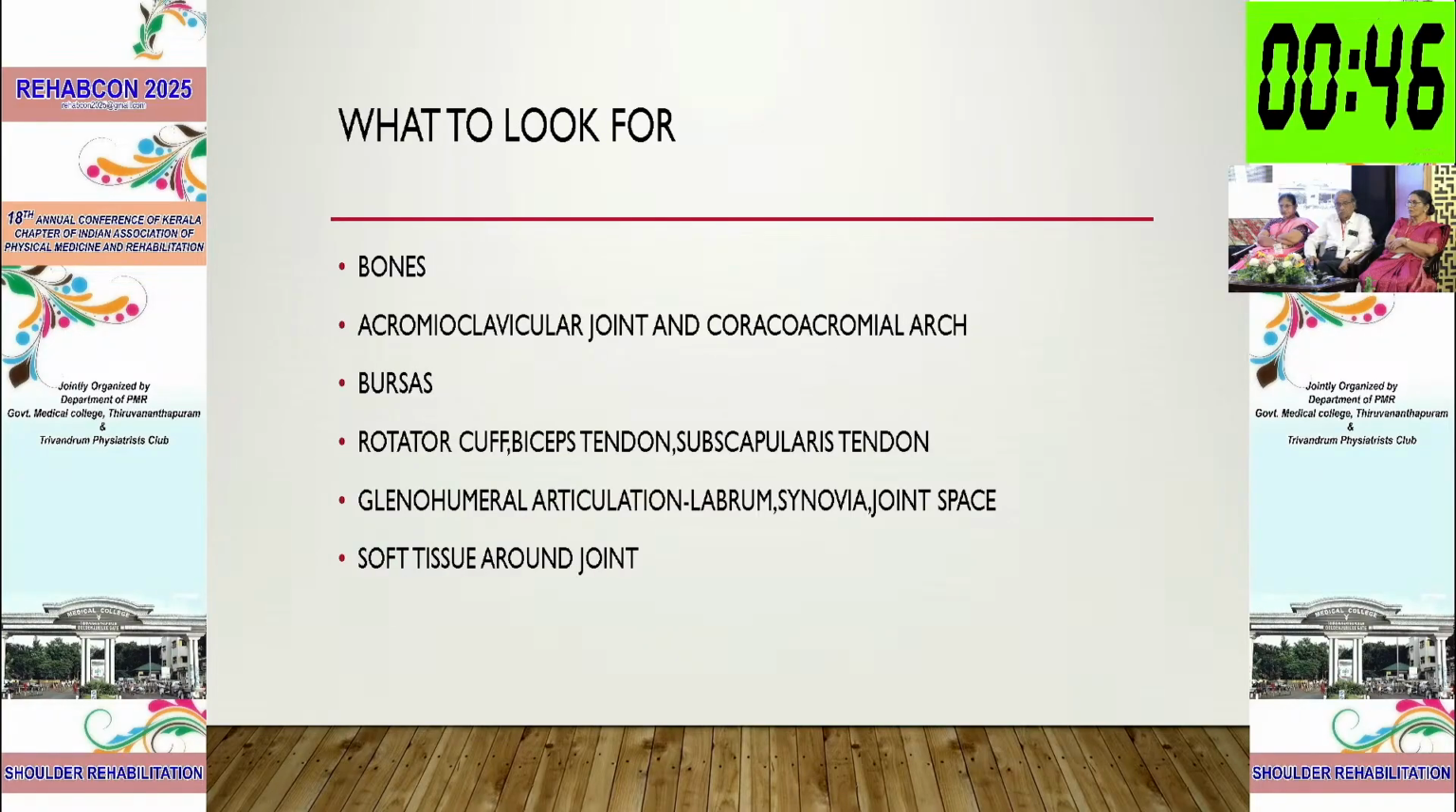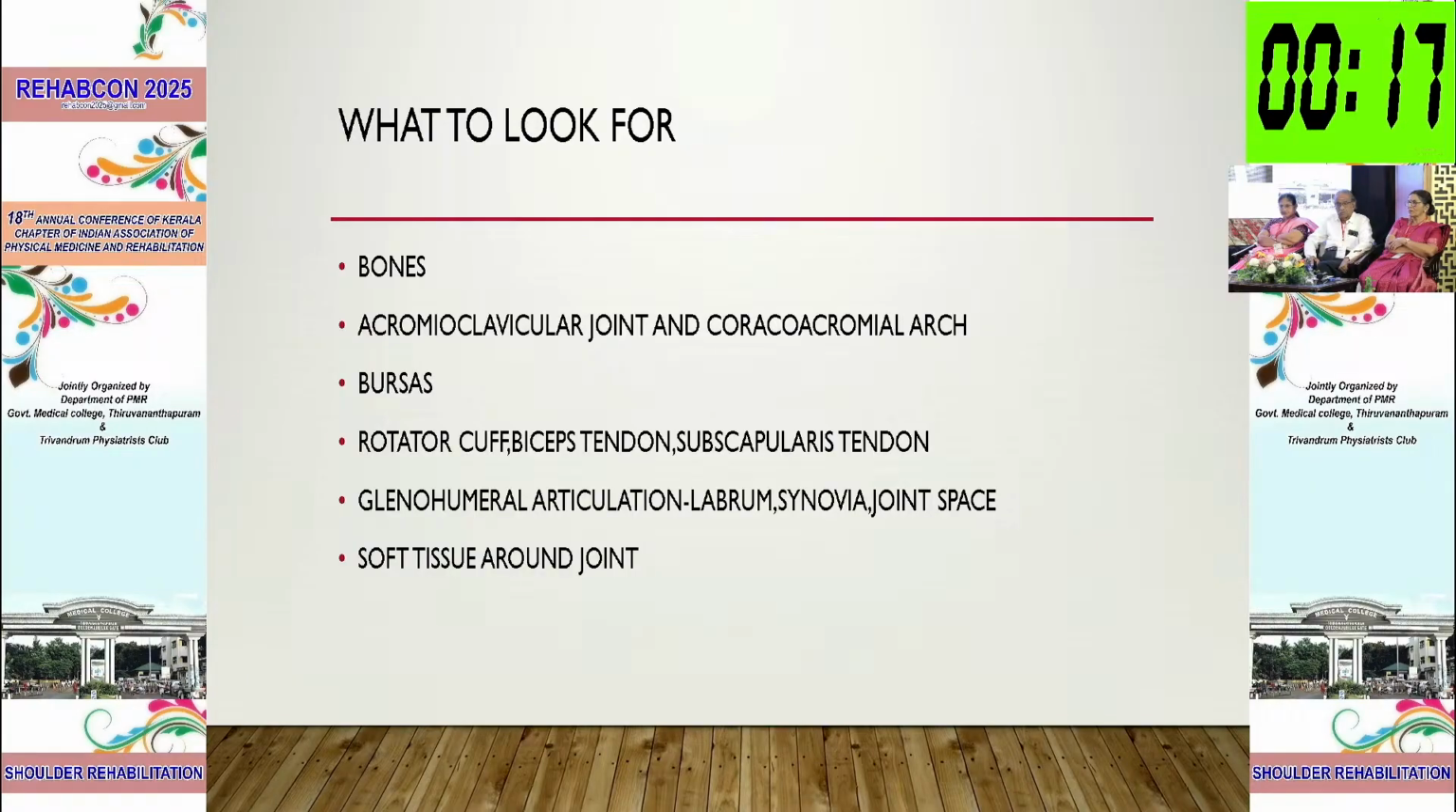Now, what to look for in MR? In MR, you have to look at the bone first, acromioclavicular joint, as I said, then the coracoid, bursae, rotator cuff, RC tendon, biceps tendon, and subscapularis tendon. Then the glenohumeral articulation, labrum, synovial, joint space, the toughest area. Rest everything, the first four things, are very easy to conquer in terms of pathologies.